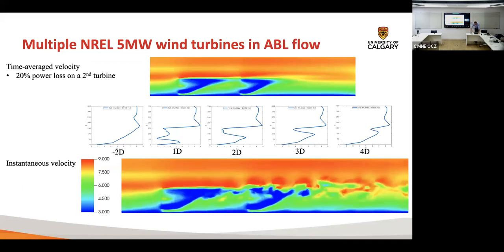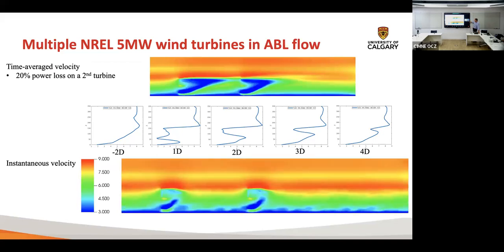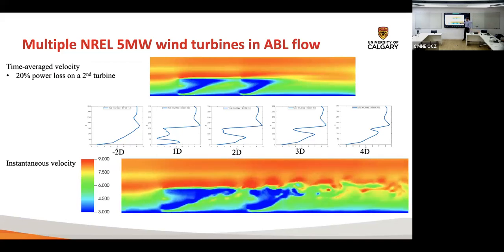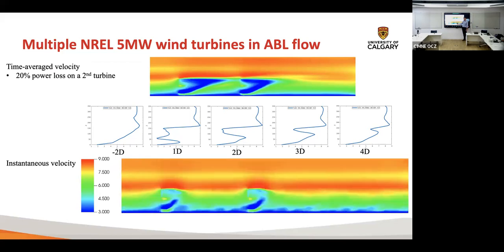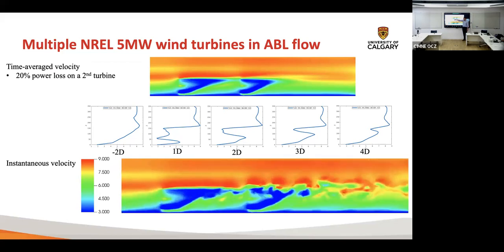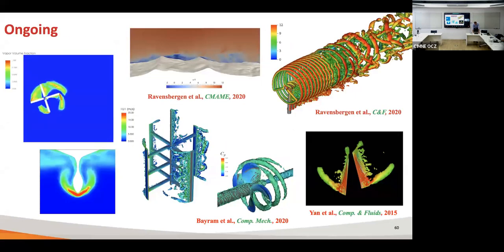Yeah, we also look at the 2 turbines in the presence of stratification, where the stratification actually helped, because with the stratification, you enhance the mixing behind the turbine, and as a result, there is less deficiency on the second unit, and so the power drop is only about 20%. Okay, now that's all I have, just a few slides showing some ongoing efforts.